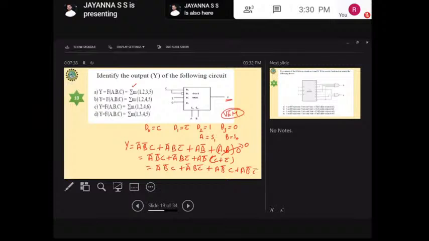Okay, what is A bar B bar C? A bar B bar C equal to 1. A bar B C bar equal to 2. Next, A B bar C equal to 5, and A B bar C bar equal to 4. So 1, 2, 4, 5 will be the output of this expression, Y. So where is that? 1, 2, 4, 5. Option B will be the correct one.